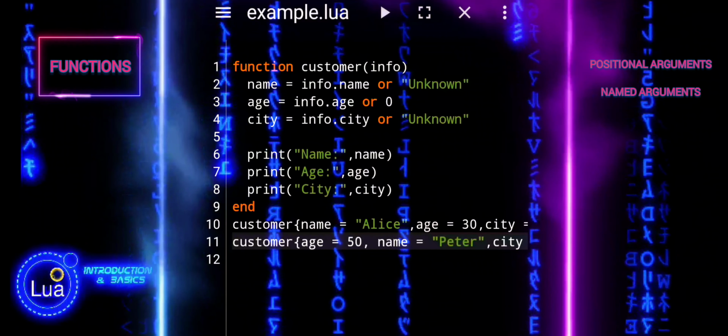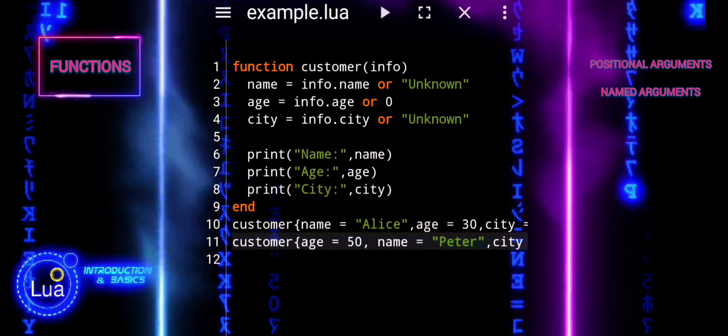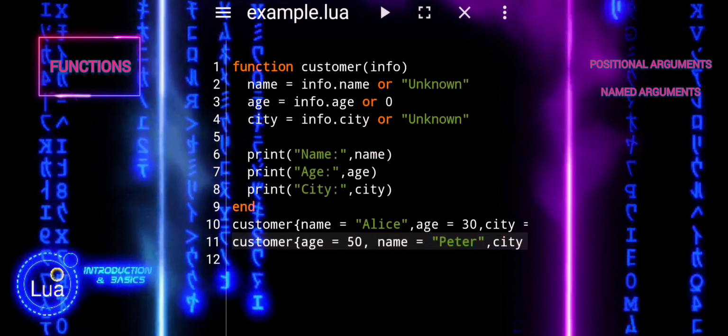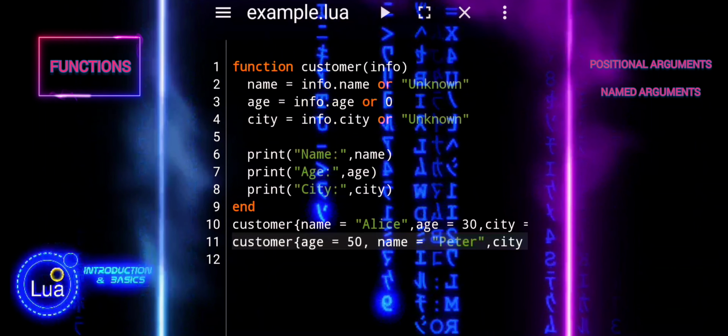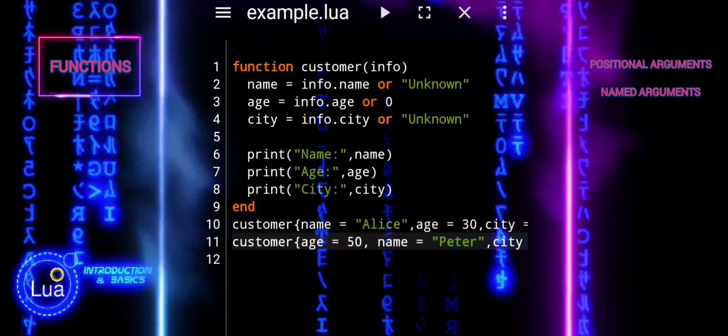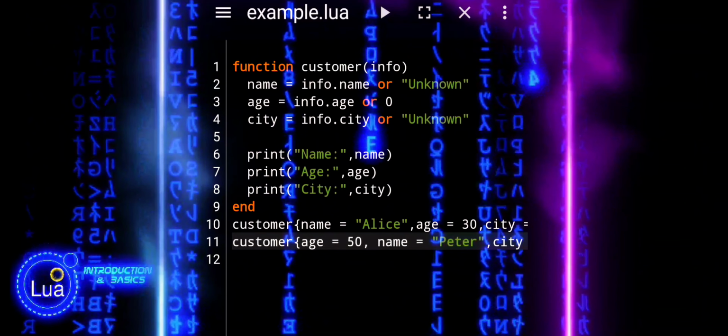Understanding the difference between positional and named arguments allows you to choose the appropriate method based on the requirements of your function and the readability of your code. Lua supports both approaches, providing flexibility in function argument passing.